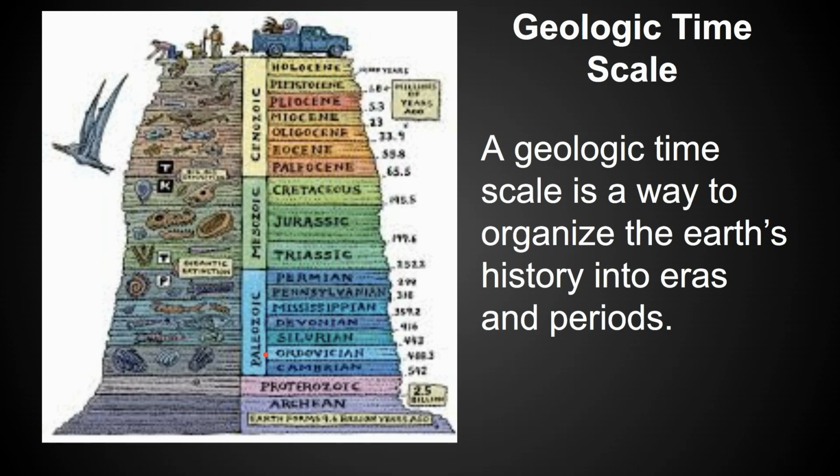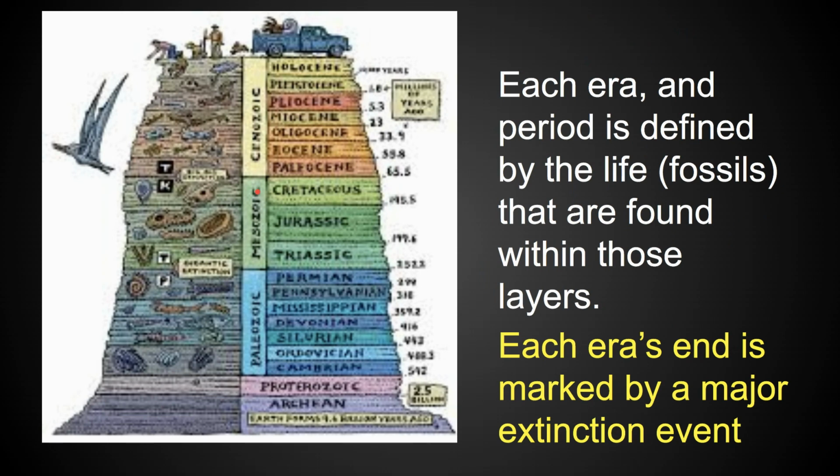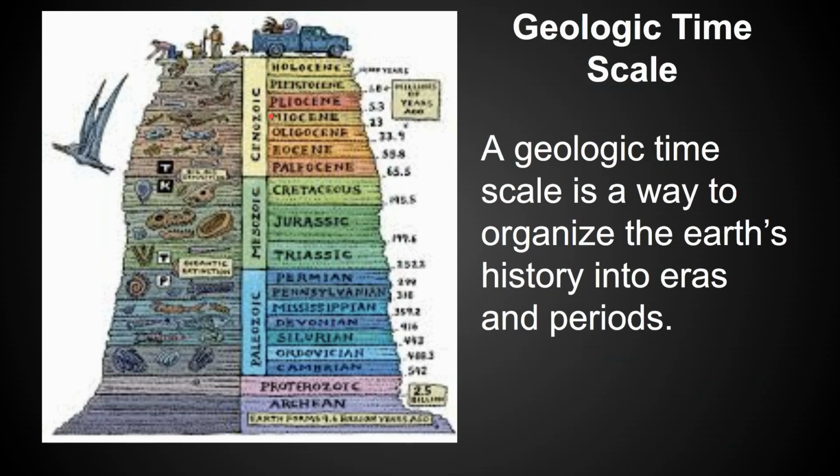All right. We're going to see things that are older, right? So this is now, and if we dig down further and further, we're going to find older rocks, older specimens, older animals, older plants, right? This is a way that we organize the Earth's history into eras and periods, right?